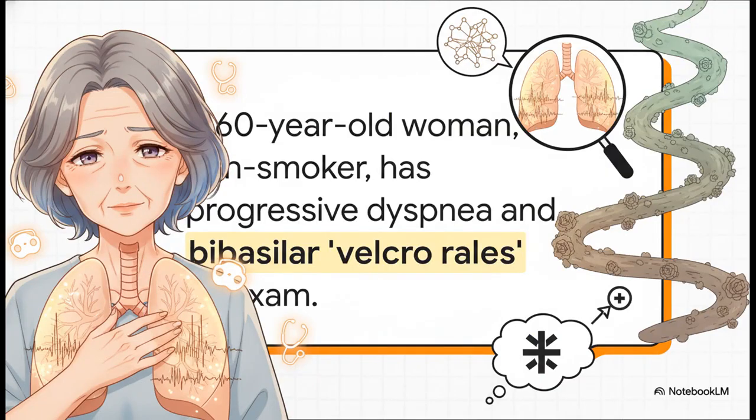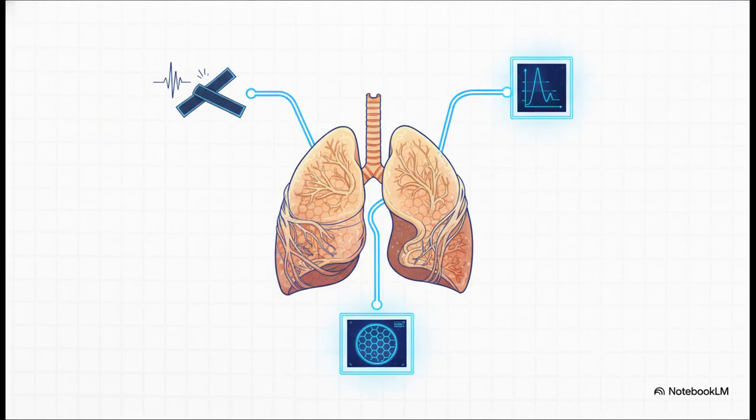We're going to run 2 classic TUS case simulations right now. All right, here's case number 1. We've got a 60-year-old woman, a non-smoker, with progressive dyspnea and a dry cough. And the physical exam? Whoa, stop right there. Bibasilar Velcro rails. That's the money phrase. That's the whole case. Exactly.